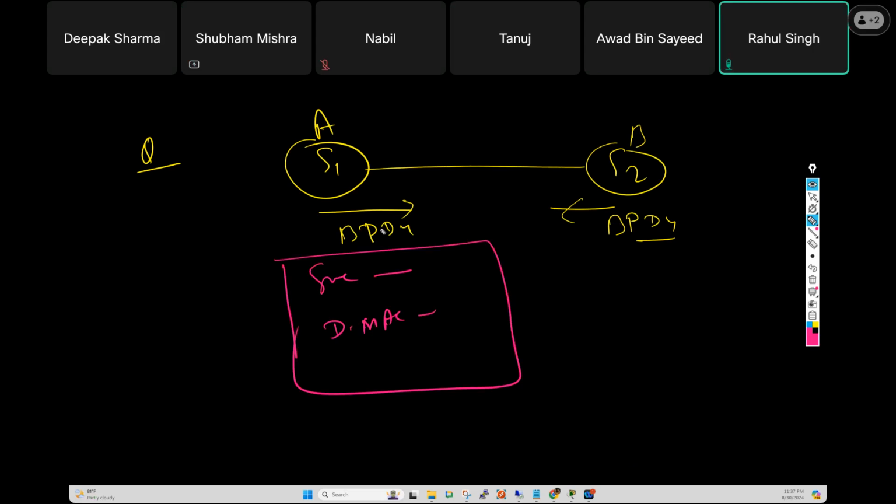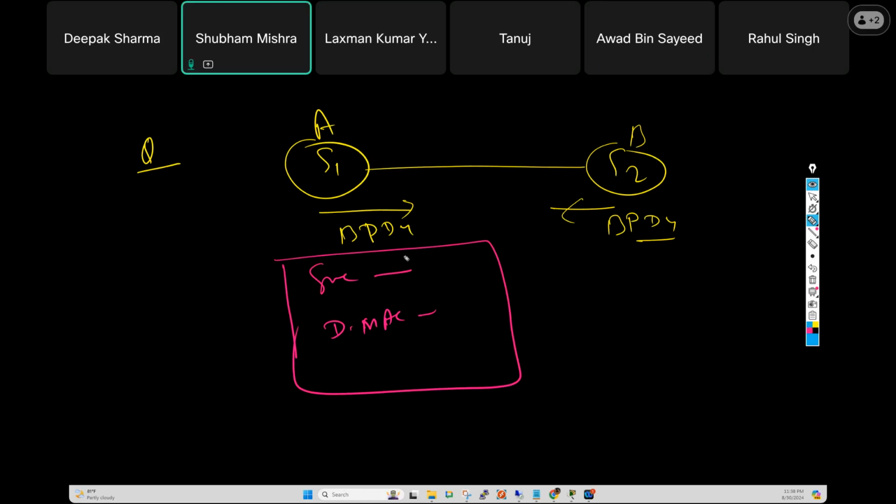A is source and B is destination MAC. Okay. Anyone else? Same. A is source, B is destination. Destination MAC will be broadcast, I think.